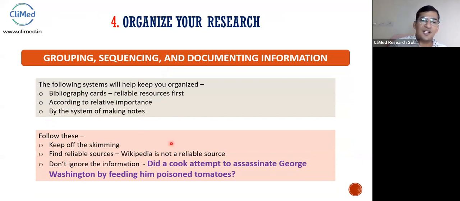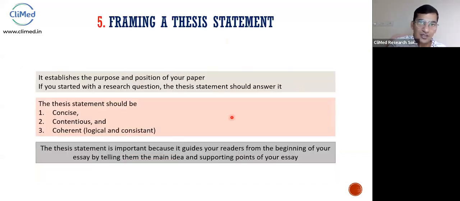It could be based on different things, maybe relativity, maybe priority, maybe the system of making notes, like outlines or anything. You can make the groups, sequence, and document the information accordingly. That's what I explained, right?